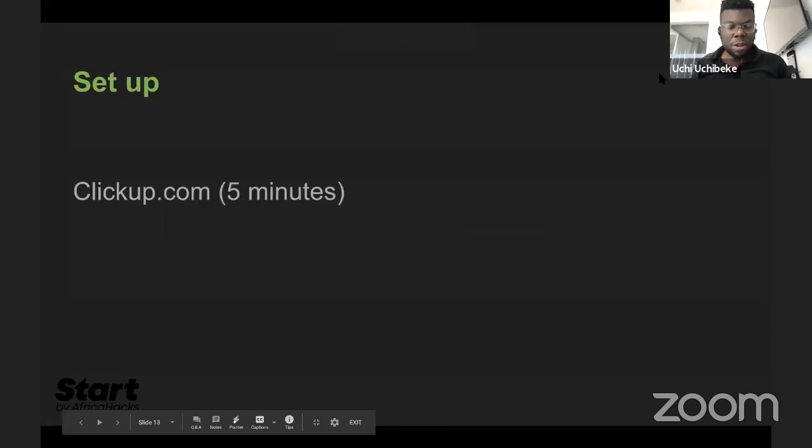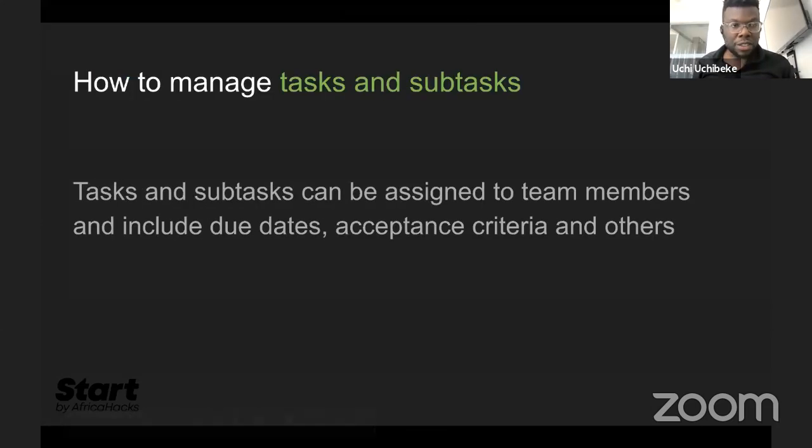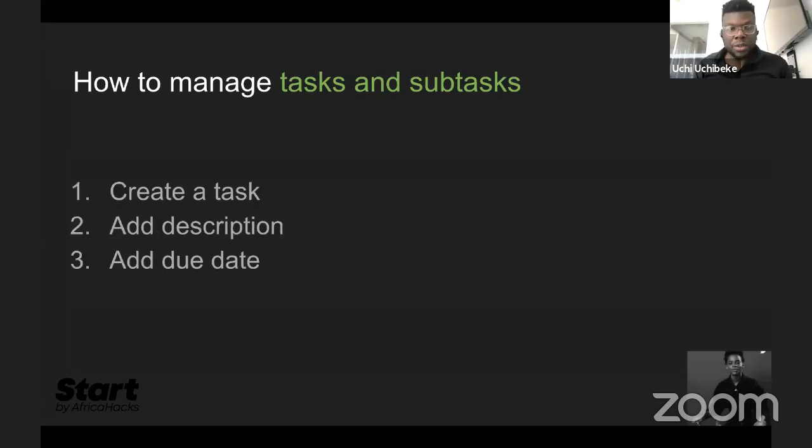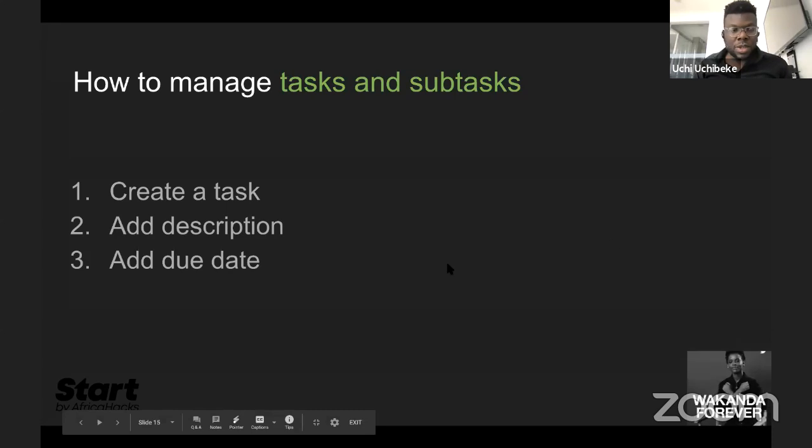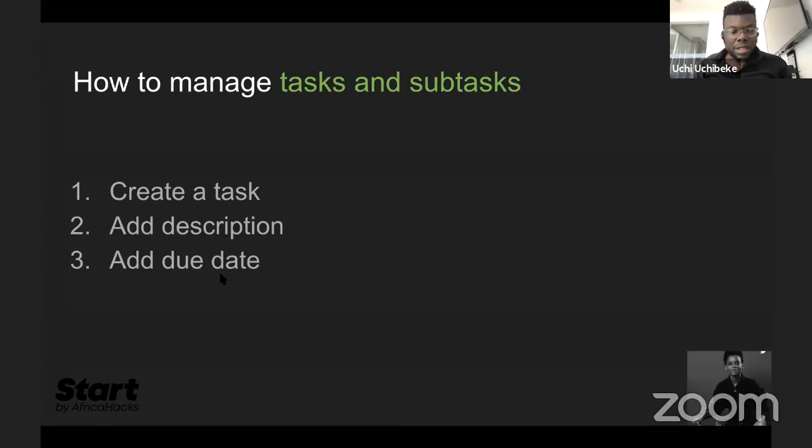Okay, so we all have ClickUp set up. What we want to do next is to manage tasks and subtasks with ClickUp. ClickUp helps us to create tasks, create some acceptance criteria, and assign due dates. So the first thing we want to do is create a task on ClickUp and then add a description, add a due date, and all of that. So I'm going to jump right back onto ClickUp here.